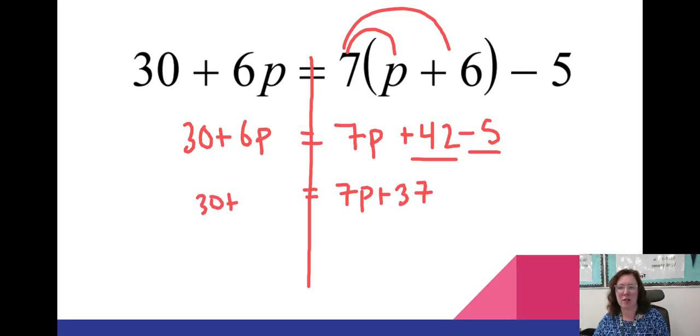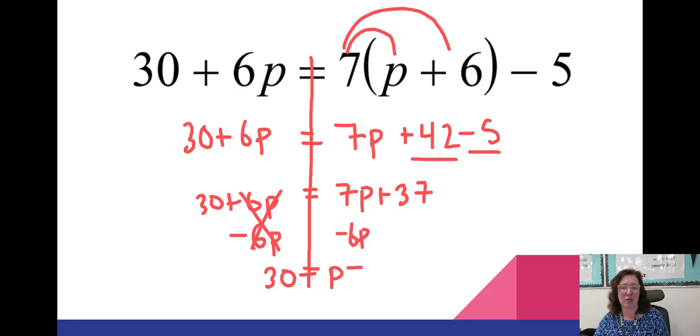equals 30 plus 6p. There's a p on both sides. I don't like that. I'm going to choose to get rid of the 6p because it's smaller than 7. The opposite of a plus 6p is a minus 6p. 6 minus 6 is 0, so I don't have to write anything. 30 equals 7 minus 6 is 1. And I can just write p. I don't have to write the 1 in front of it.